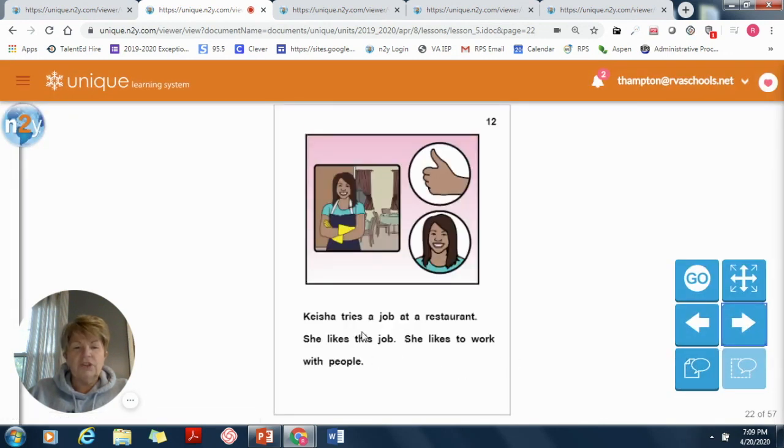Here she tries a job at a restaurant. So unlike Jordan, who just read about the jobs on the computer, Keisha's actually going to the job and working it and seeing, do I like it or not?